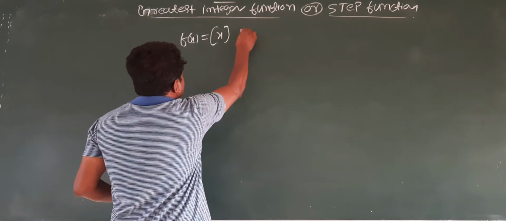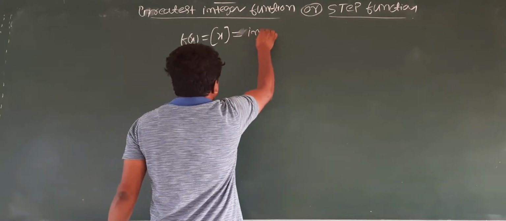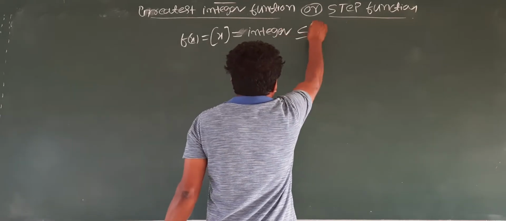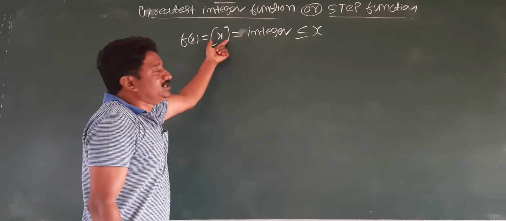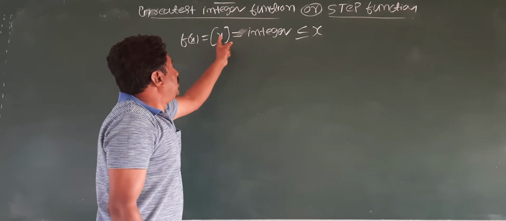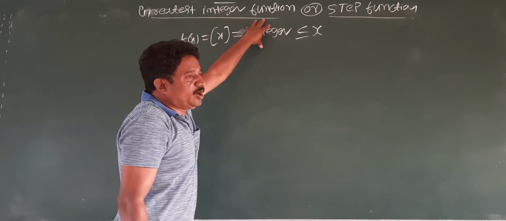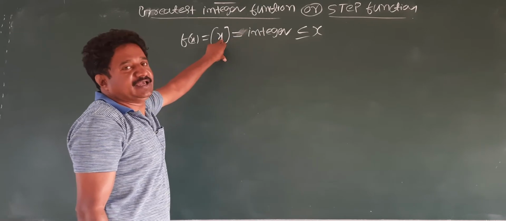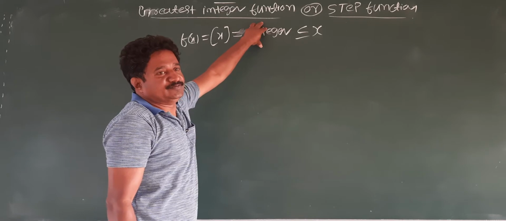So the greatest integer is equal to an integer less than or equal to x. The value of this greatest integer function, for all real values of x, should always be an integer. Whatever real number x is, its value should be an integer.